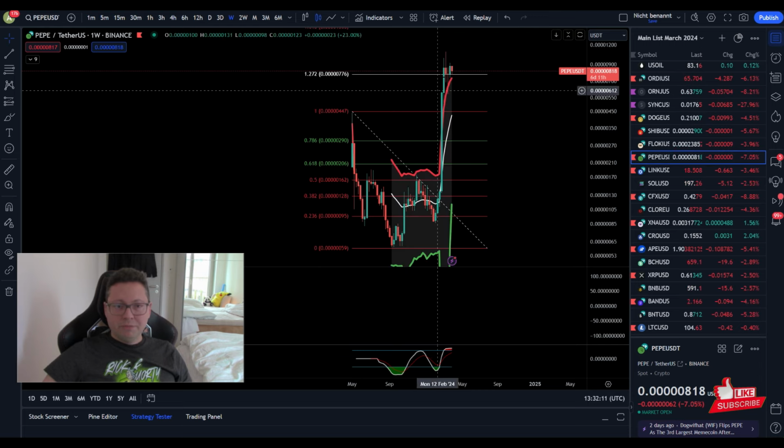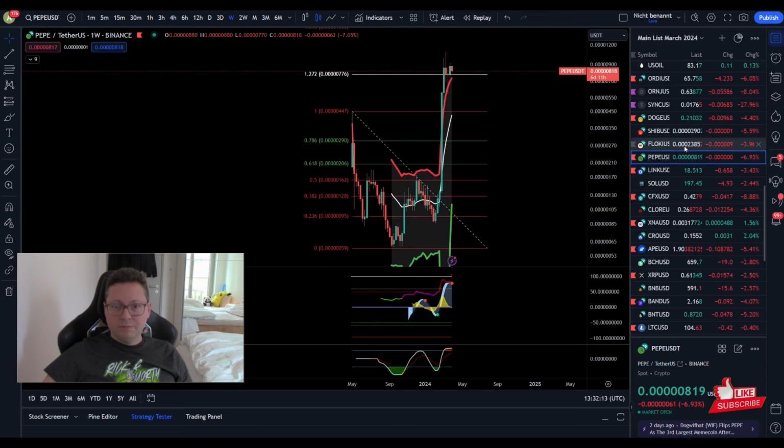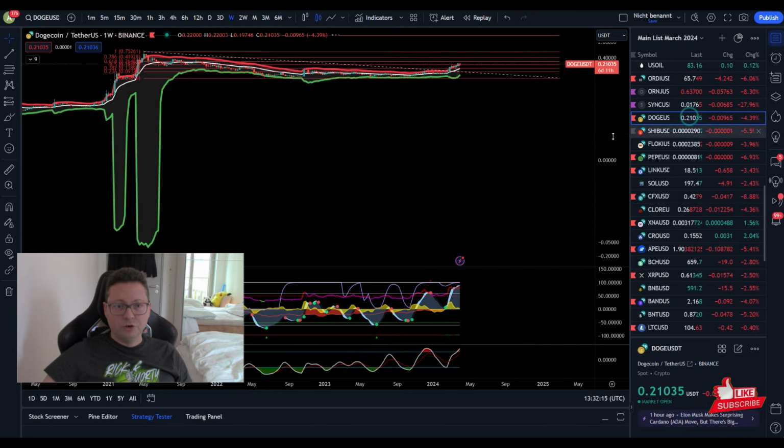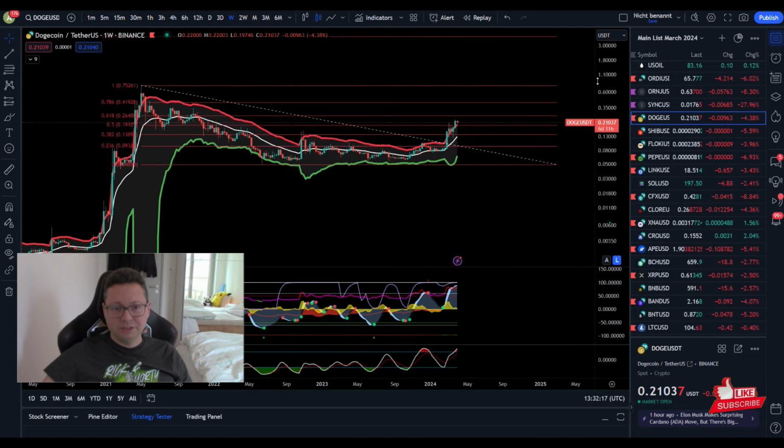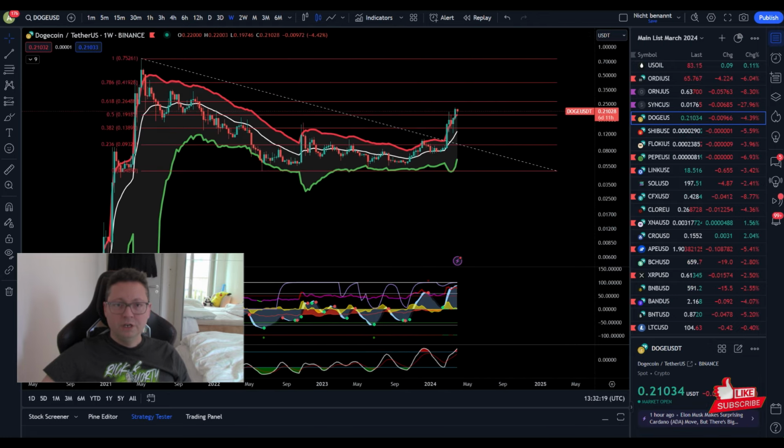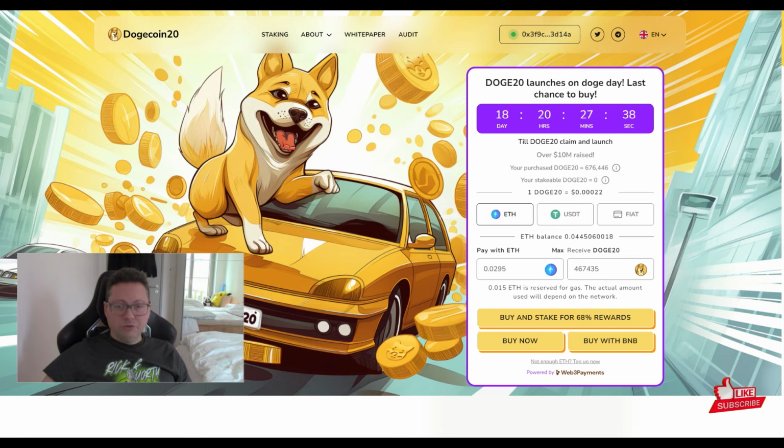So Pepe, for example, is already breaking out to new all-time highs. Floki, Shiba Inu, and Dogecoin are still lagging behind, but I think it's just a matter of time until they are also going to explode. And this is, of course, no financial advice, guys, I'm just sharing my own opinion and what I am purchasing and doing. So Dogecoin 20, I bought more than 500,000 of those tokens because I think that such meme tokens during this bull run are quite a good investment and have good potential.